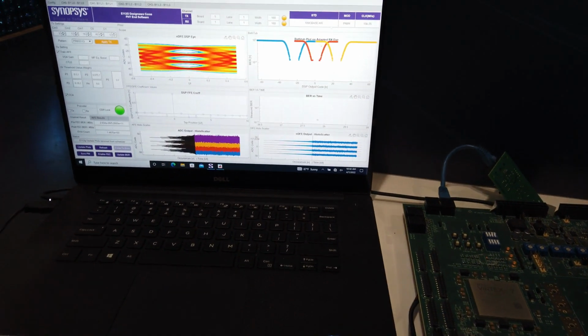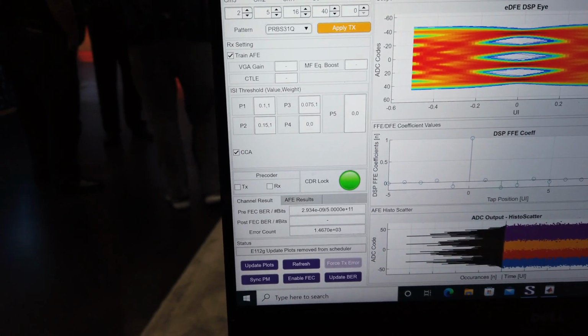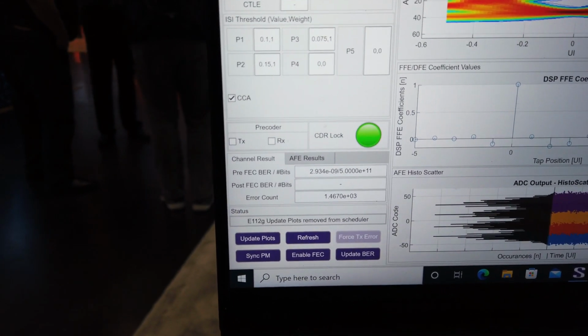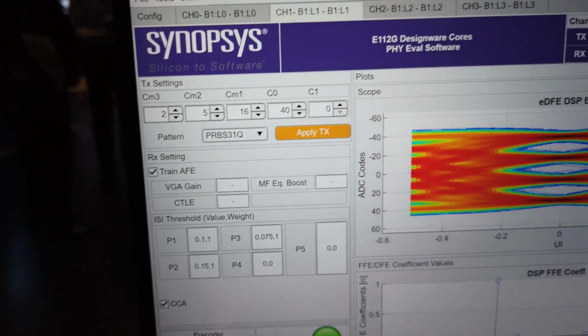Let's look at the GUI. The bit error rate is excellent, which is 2E-9. The bump to bump loss here is 30 dB. And the receiver eyes are wide open as shown in the GUI.